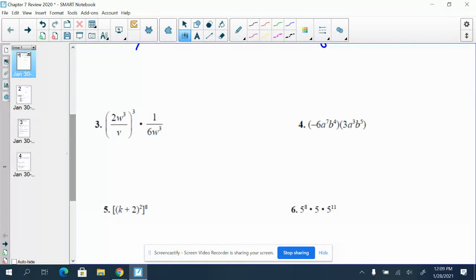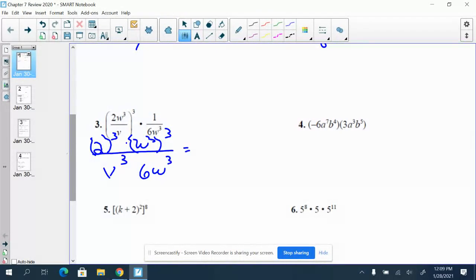Okay, here, what I would do is write it all as one problem. So you're going to take 2 to the 3rd times w to the 3rd power over v to the 3rd times 6w to the 3rd. So I would just write them all together.